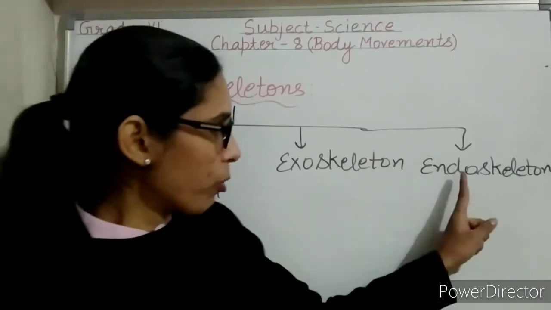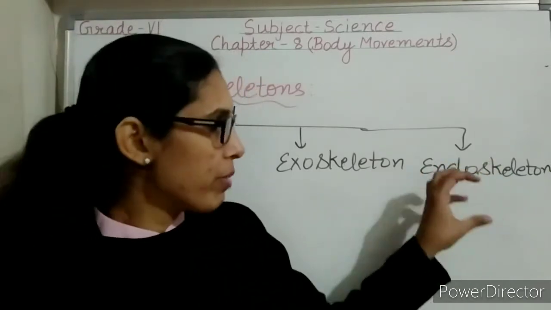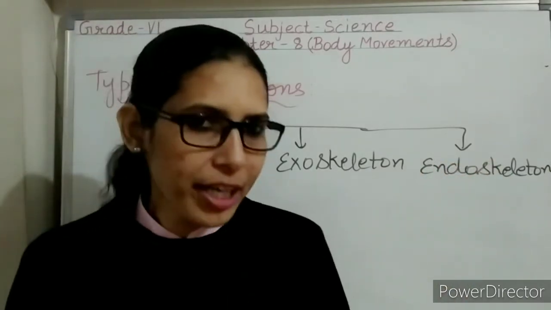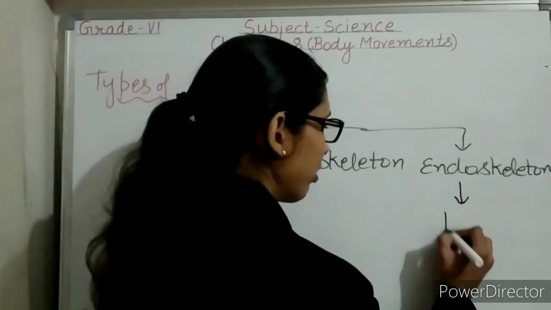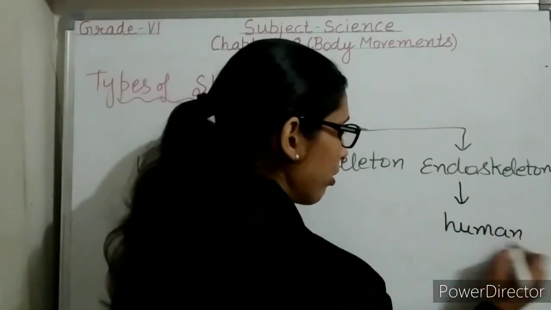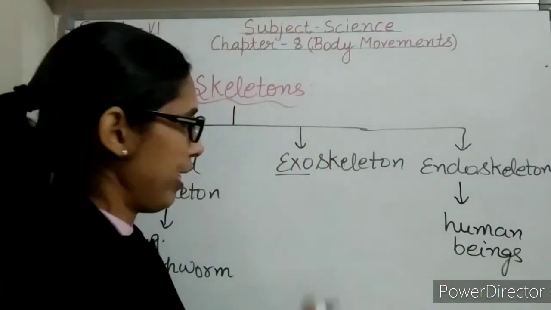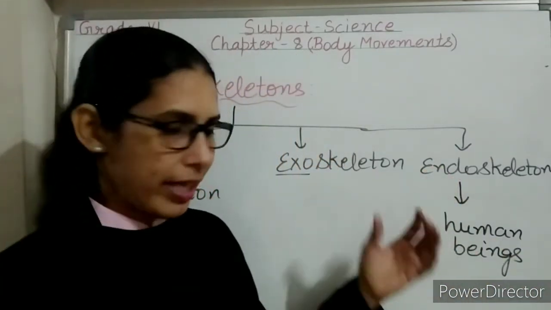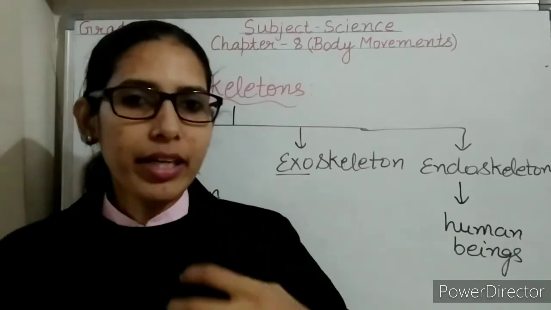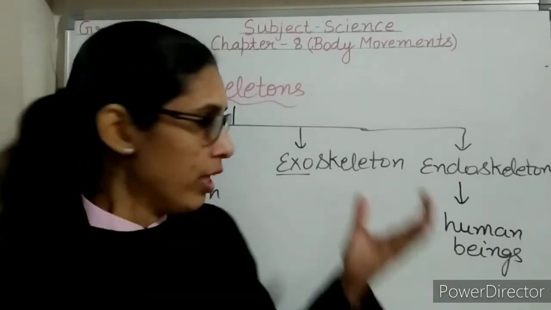So now let's first talk about the endoskeleton. Endoskeleton means the skeleton present inside the body. For example, human being, skeleton of the human beings. If we talk about the exoskeleton, exo means outside, endo means inside. So exoskeleton means the skeleton present outside the body.